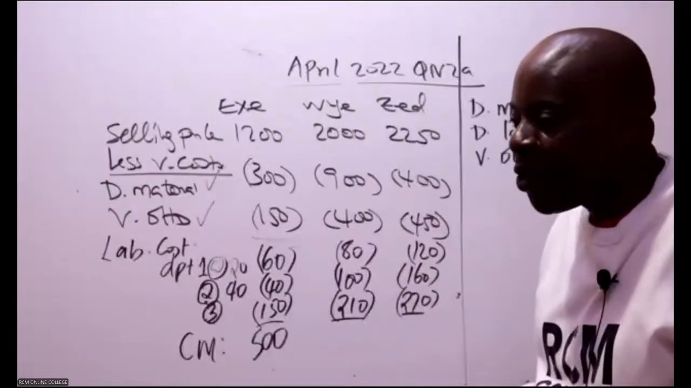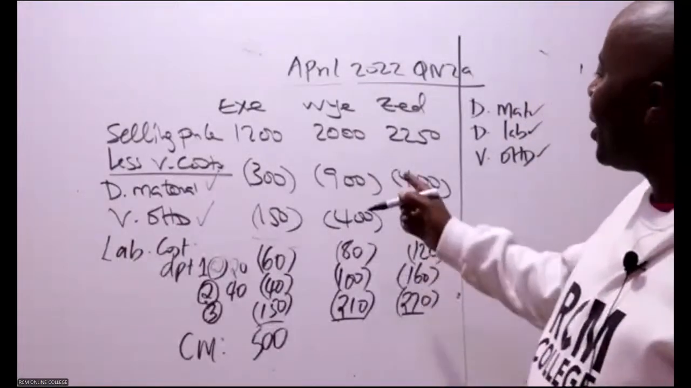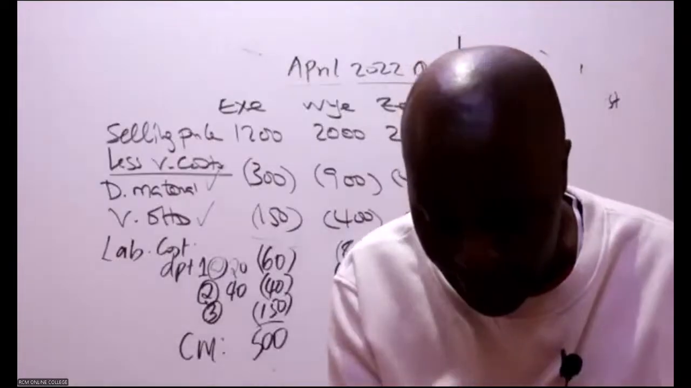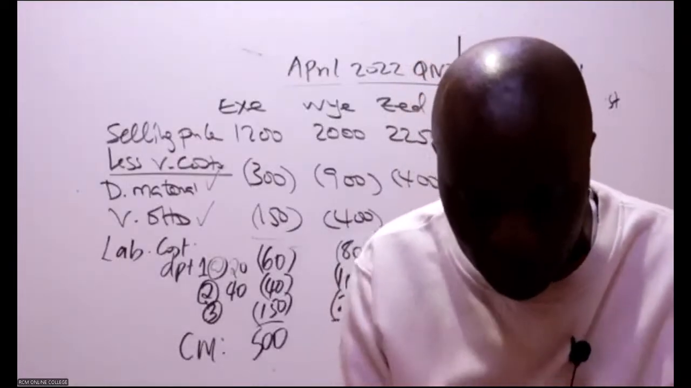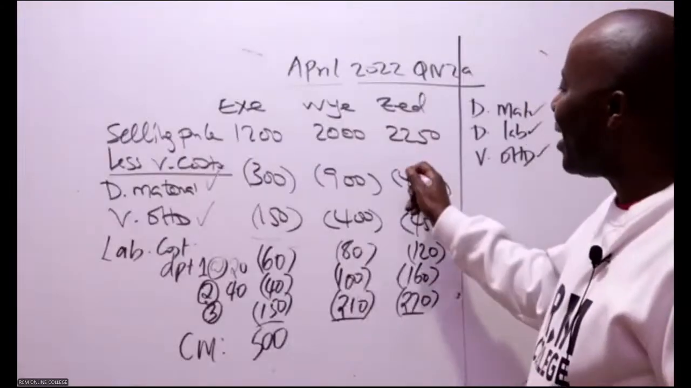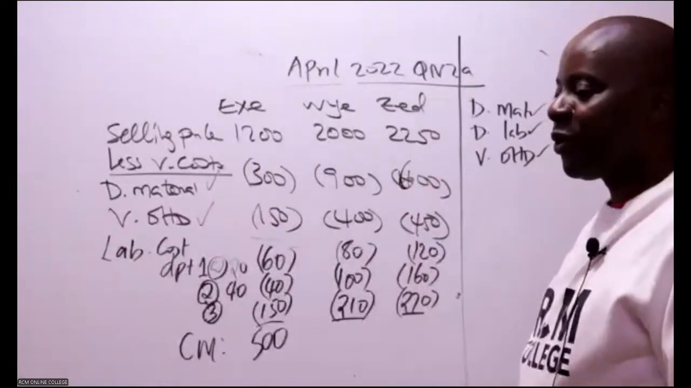Direct material for Z, they're saying it is wrong. Thanks for that. Let's see. I don't know where I got 400 from. It's supposed to be 600. Thank you so much. It's supposed to be 600.